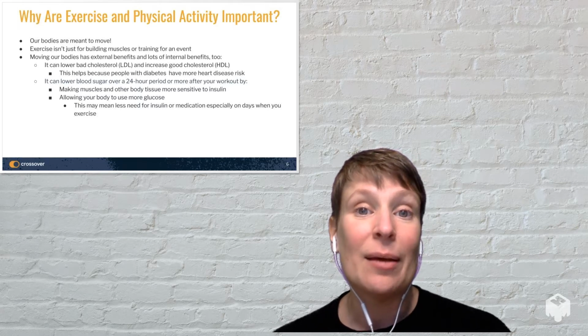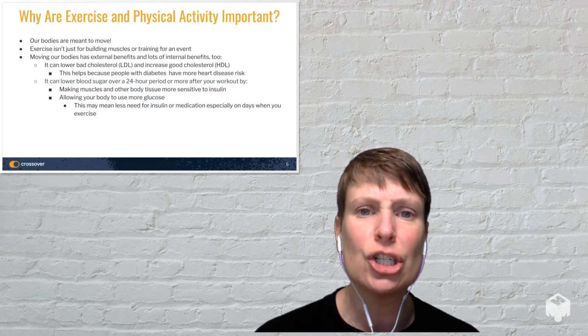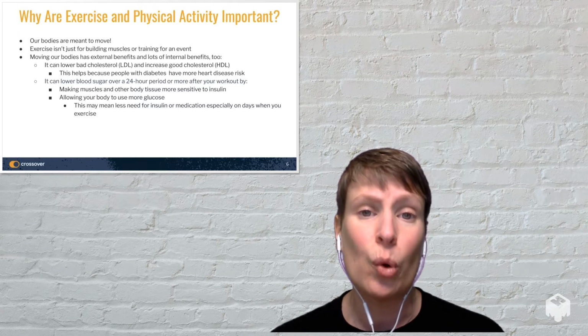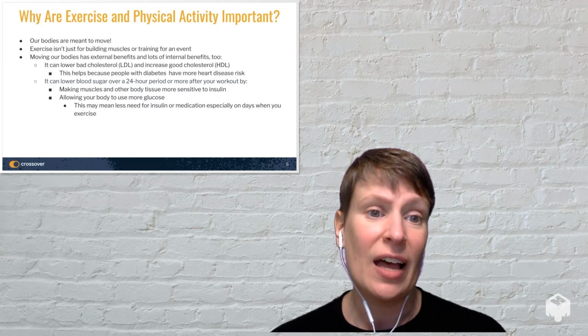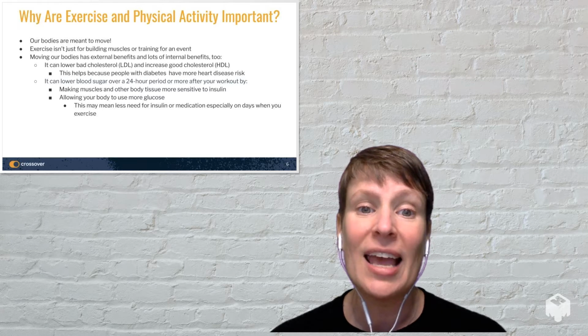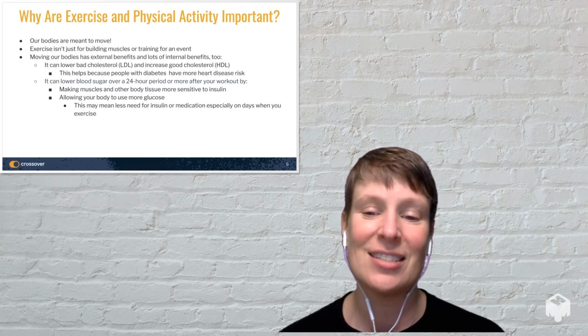So there are many, many, countless benefits of exercise for people with diabetes, but these are 2 that we really wanted to highlight. And utilizing more blood sugar as a result of exercise can mean that you may need less insulin or medication to keep your blood sugars under control on days when you exercise.